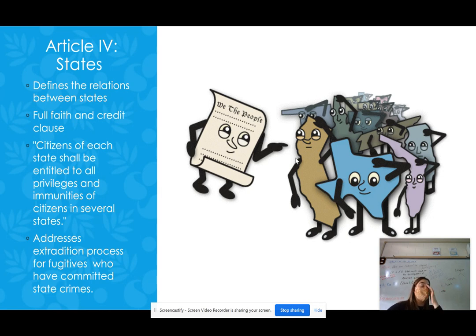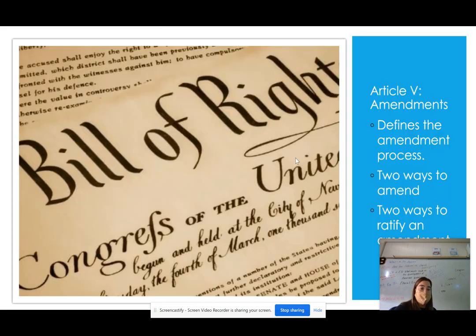The full faith and credit clause also requires that states honor the contracts and licenses of other states. So therefore, if you are driving your car from Pennsylvania to New Jersey, you don't get pulled over in New Jersey because you don't have a New Jersey license. Your Pennsylvania license is valid throughout the 50 states because it was issued to you in Pennsylvania where you are a licensed driver. We're okay still? Okay.